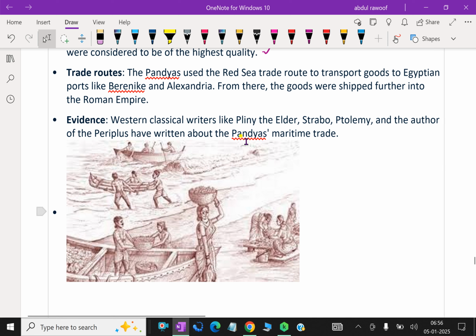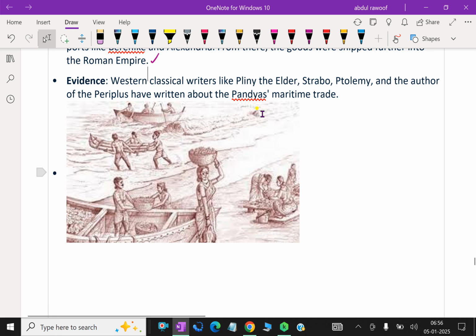Trade routes. The Pandyas used a Red Sea trade route to transport goods to Egyptian ports like Berenike and Alexandria. From there, the goods were shipped further into the Roman Empire. Evidence. The Western classical writers like Pliny the Elder, Strabo, Ptolemy, and the author of the Periplus have written about the Pandyas' maritime trade.